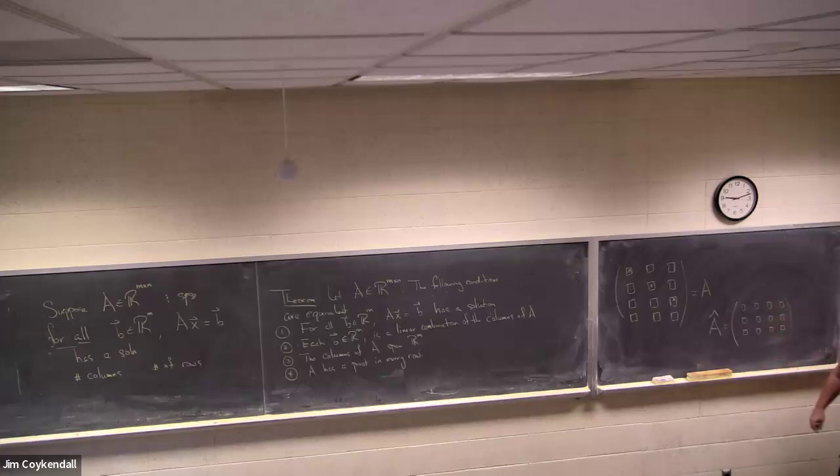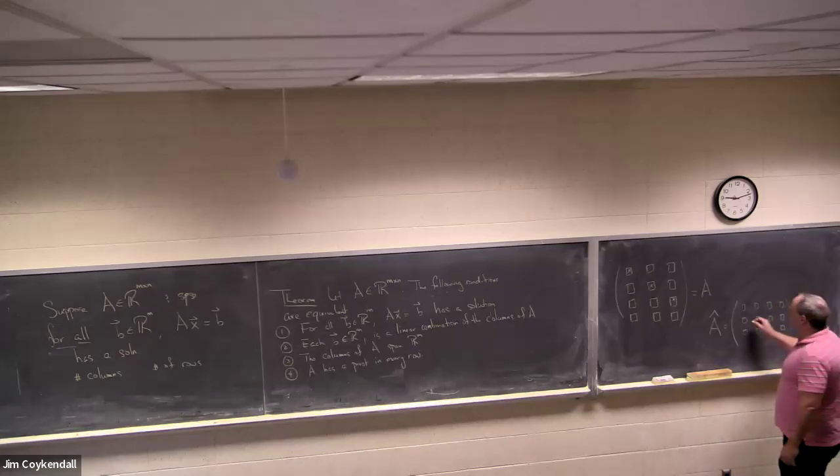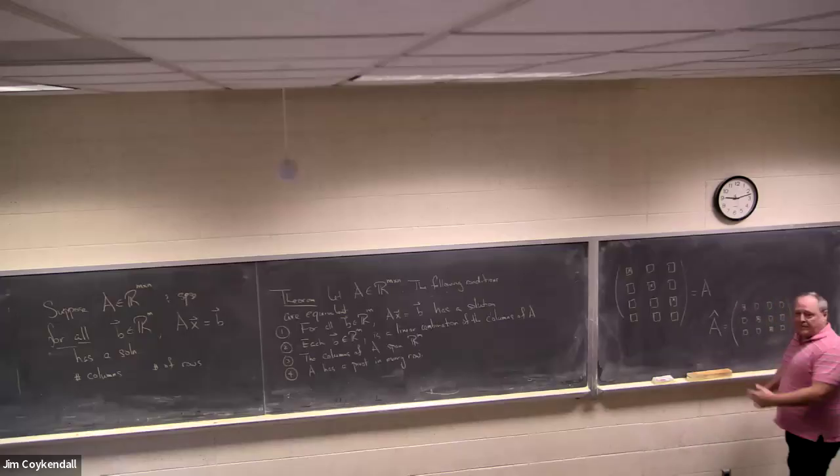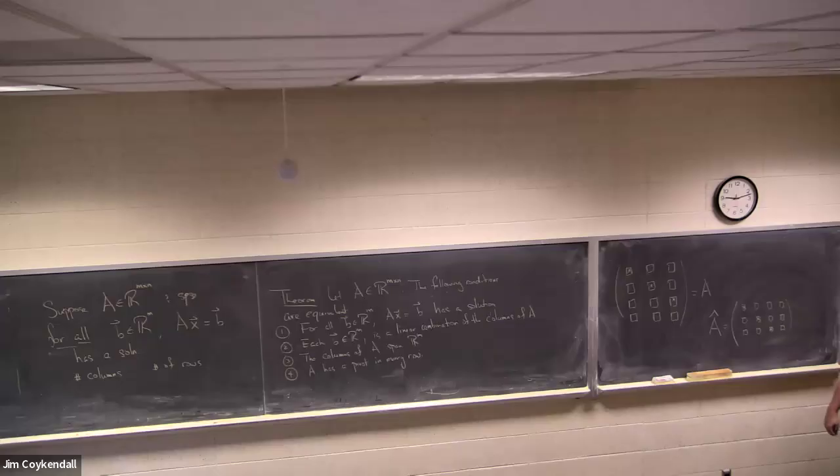Is it possible to have a pivot in every row now? Certainly, right? I mean, you can't have one in every column. But if you did sort of the same thing we did before, now you've got a pivot in every row. Right? And according to this theorem, that means that this will have a solution no matter what. Do I agree with that?